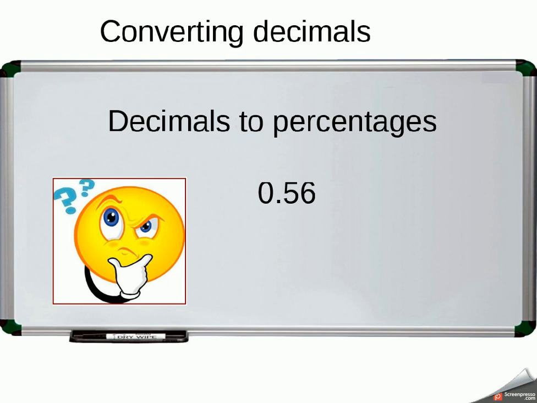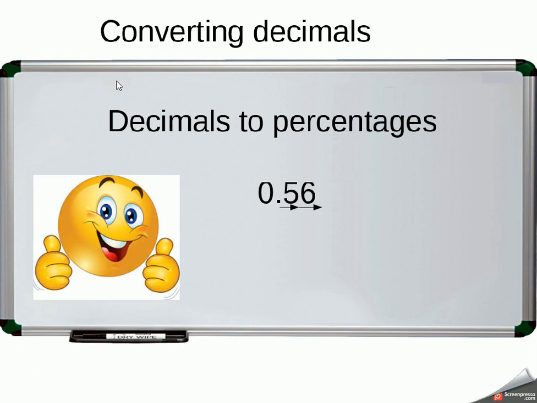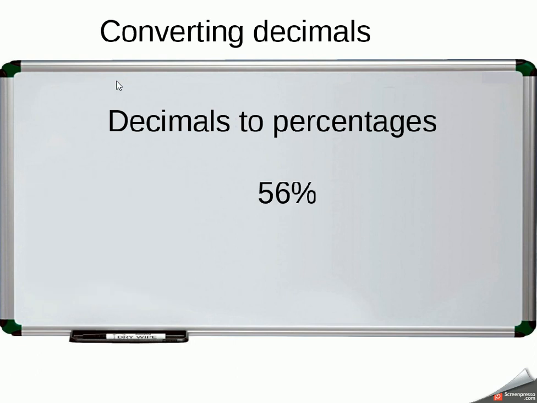Now, if you remember, when we were converting percentages to decimals, we moved the decimal point 2 to the left. And it's exactly the same thing here, except we move it in the opposite direction. So when converting decimals to percentages, we move the decimal point 2 to the right, and in this case giving us 56%.